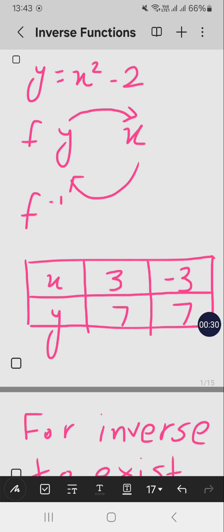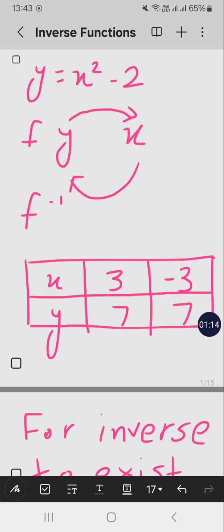So the function is y is equal to x square minus 2, and we have to find the inverse of this function, or we have to tell whether its inverse exists or not. This function basically is a parabola, because it is a quadratic function, and quadratic functions have a graph of a parabola, because x has power 2.